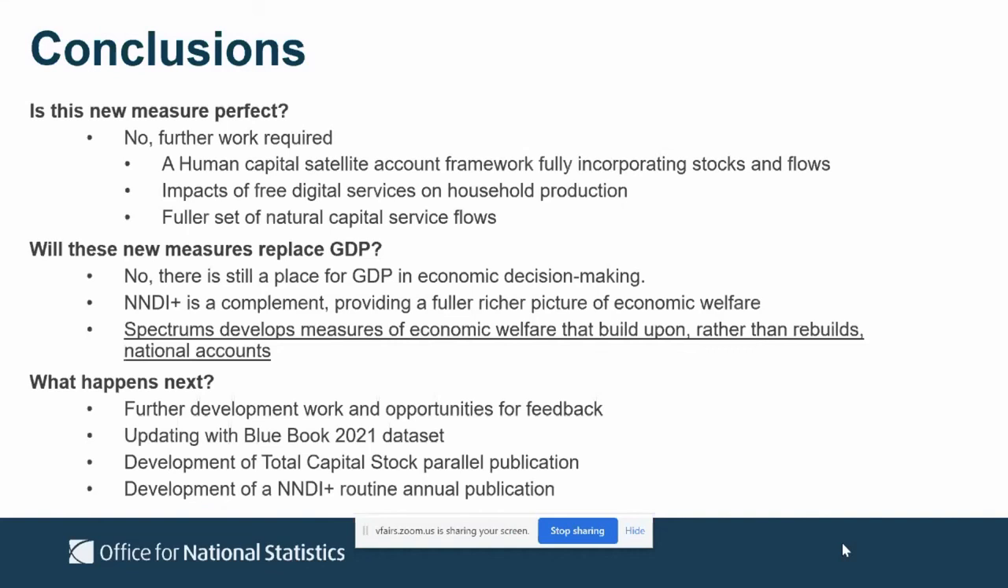My question is related to the use case of NNDI minus. Have you thought about how you could use this indicator for policy making in general? Thank you.